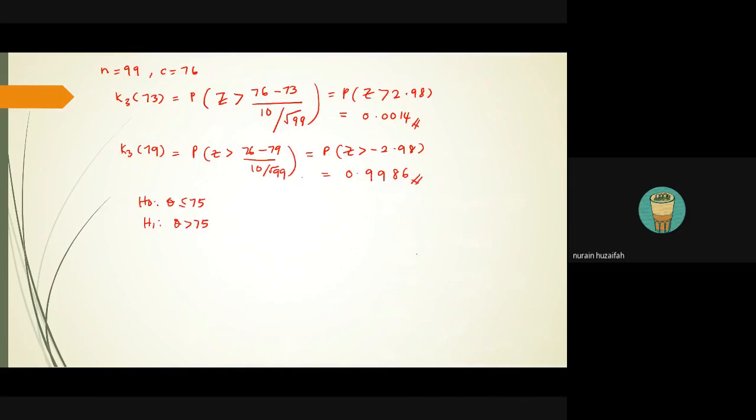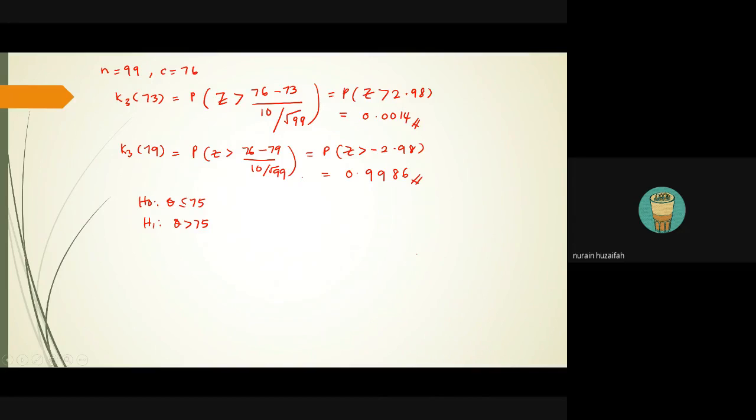Okay, so let's say tadi kita ada theta equals to 73, 79. Okay, theta equals to 73. When we have theta less than or equals to 75, so we have 0.0014. When we have theta equals to 79, we have the highest probability 0.9986. Again, this one yang theta equals to 73 is rejecting H0 when H0 is true, because your H0 is true is theta less than or equals to 75. So you can use 75 or theta equals to 73. So small probability. So when theta greater than 75 in your alternative, rejecting H0 when H0 is false.